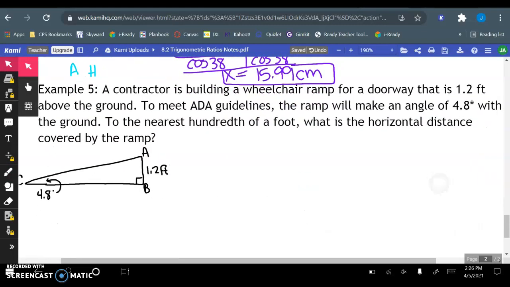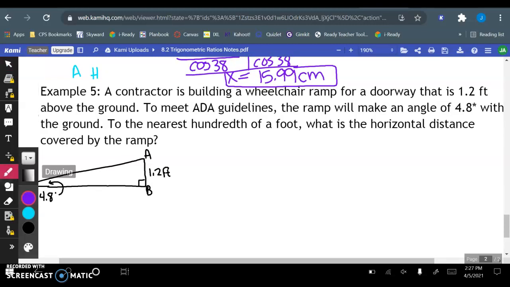All right, now on to example 5. It says a contractor is building a wheelchair ramp for a doorway that is 1.2 feet above the ground. To meet the ADA guidelines, the ramp will make an angle of 4.8 degrees with the ground. To the nearest hundredth of a foot, what is the horizontal distance covered by the ramp? So horizontal is straight across. So we're trying to figure out from C to B.